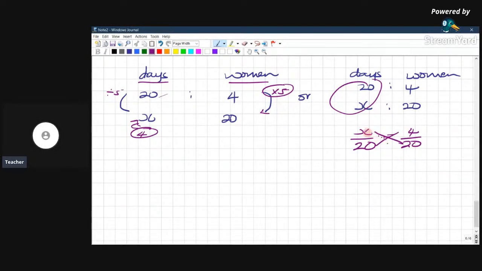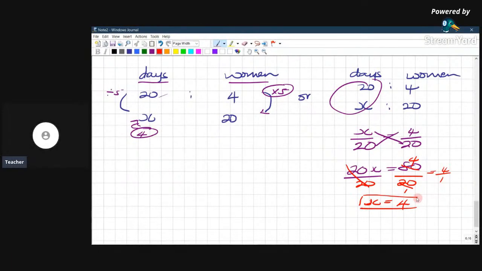Let's go with this. So on the left hand side, it would be 20x being equal to 4 times the 20. This would be 80. And to get this x by itself, I would divide this side by what? By 20. So 20 will cancel 20. And anything I do to the left hand side, I need to do the same thing to the right hand side. So I will have x by itself being equal to what? 20 into itself 1 time and 20 into 80 4 times. This would be 4 over 1. And the number divided by 1 remains the same. So x would be equal to 4.